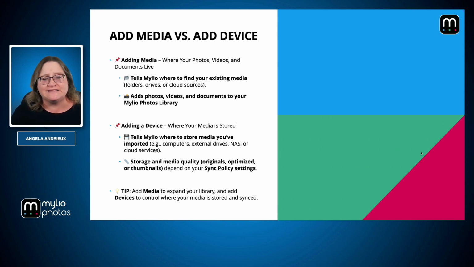When you add a device, this is telling Mylio where you want your stuff stored. That can be a computer, an external drive, a NAS, cloud services, things like that. It's essentially telling Mylio, here's a device, I want you to show this in the devices list, but it doesn't automatically import anything. Rather, it tells Mylio where to put stuff. What is synced to each device is controlled by sync policies, which we're going to go into next week. But just know that that's the difference between adding media and adding a device. What we're going to talk about today is adding media. Adding a device is something different.